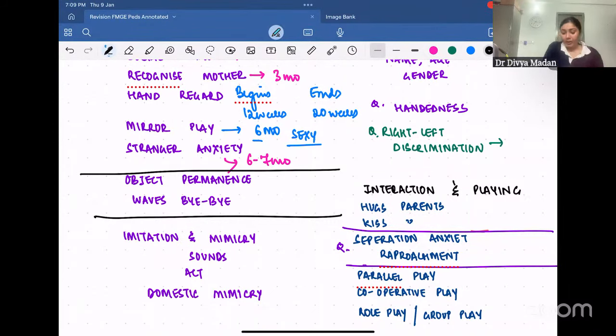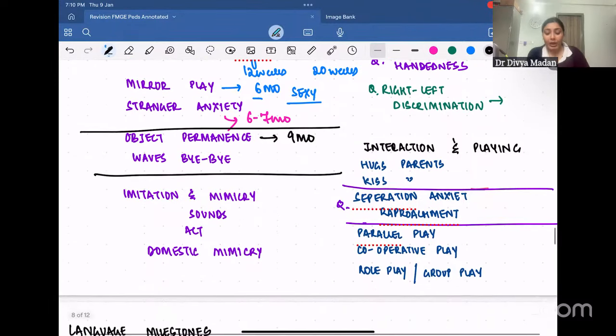So before 9 months, there is no object permanence. If you remove the object, the child won't look for it. That is out of his universe. But after 9 months, object permanence sets in. If you show an object and then hide it, the child will try to look for it. He understands that objects are permanent. And if you hide it, that doesn't mean that the object has disappeared from the universe. So this is the object permanence that comes at 9 months of age. And once this object permanence sets in, the child needs to learn to say bye to things. The child will also learn to wave bye-bye at 9 months of age. So at 9 months, two important milestones, that is object permanence and waving bye-bye.